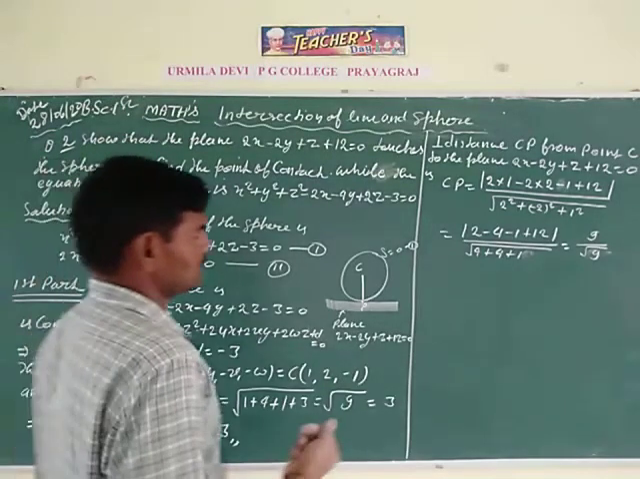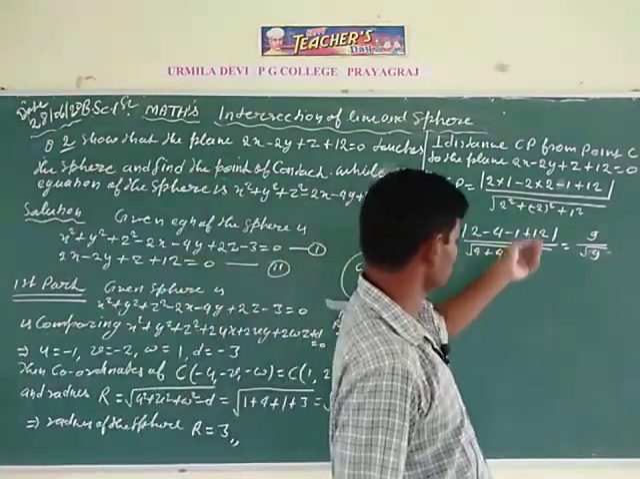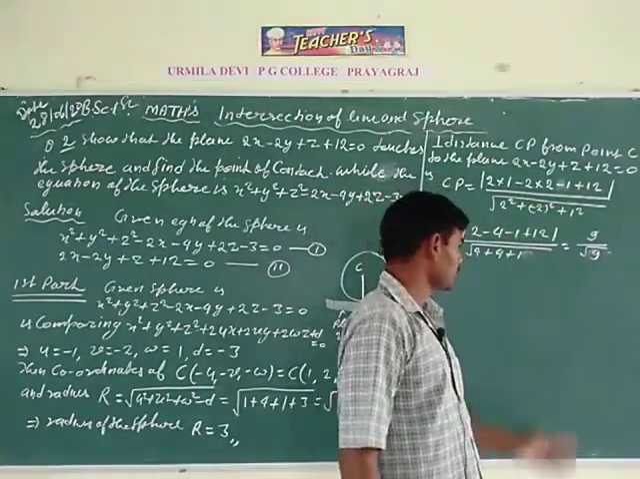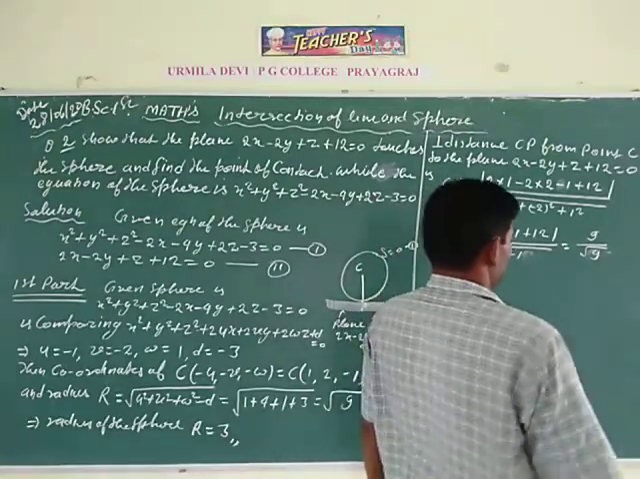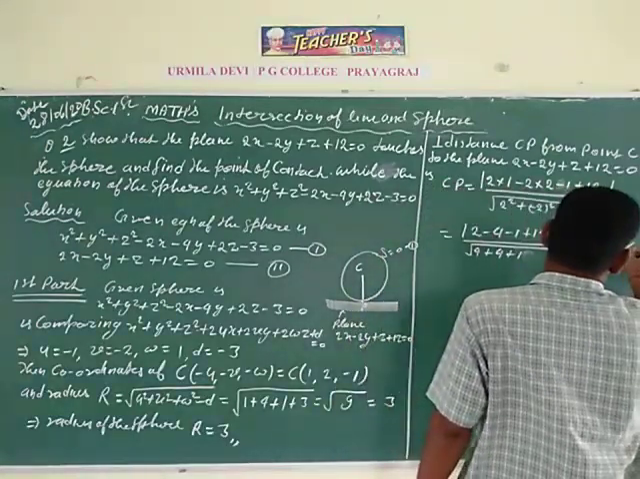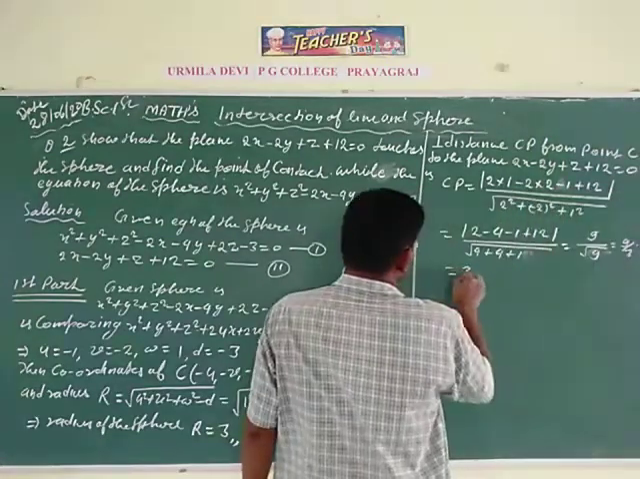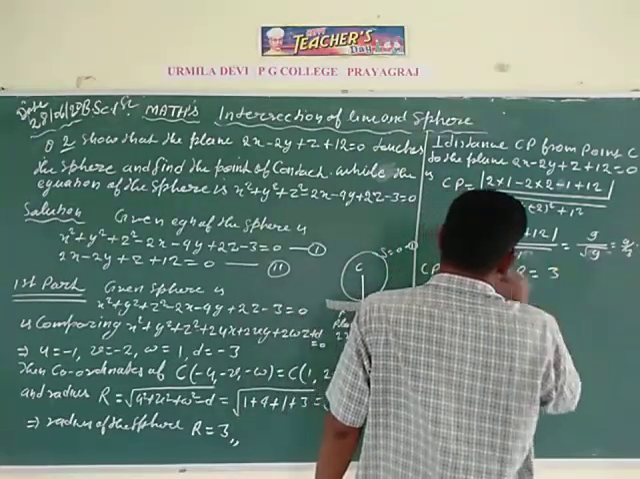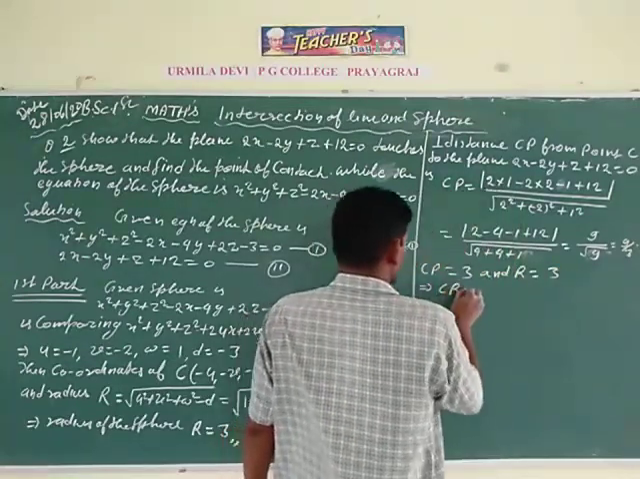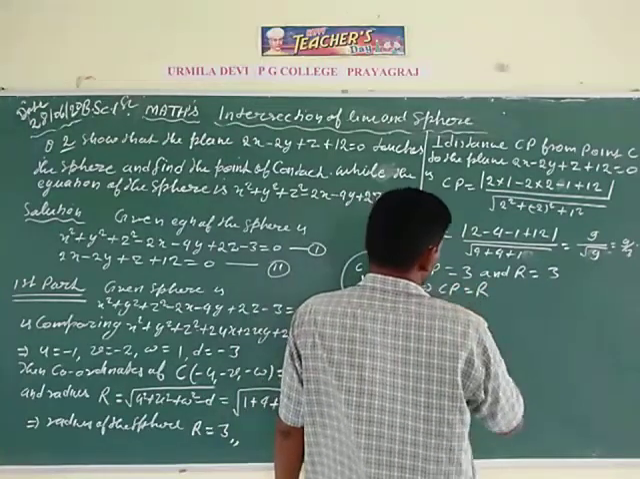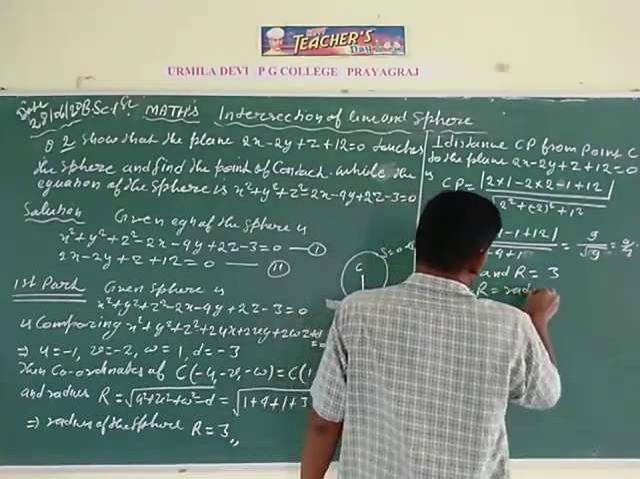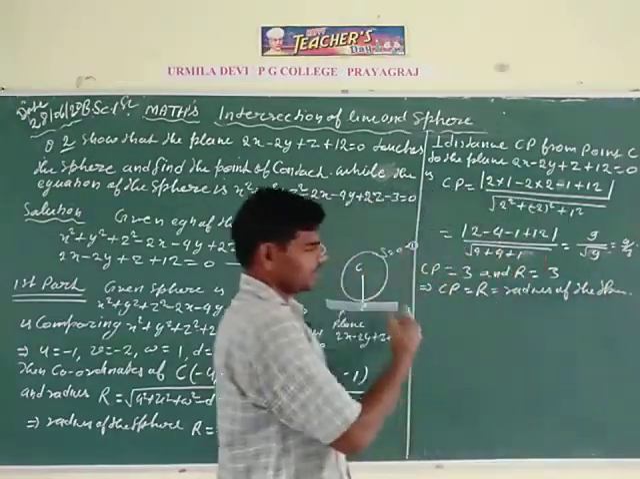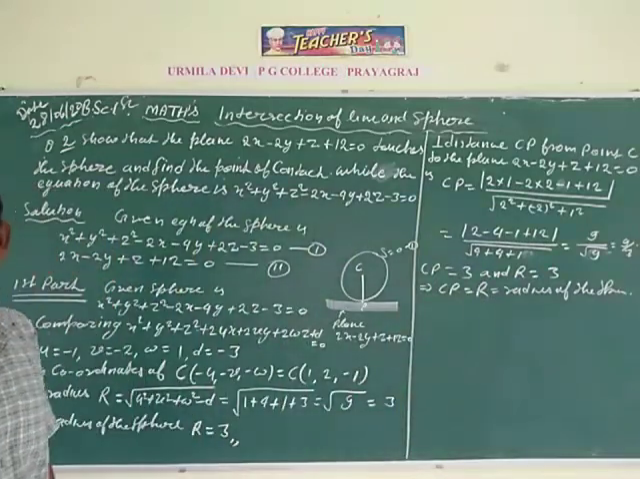The coefficient of x is equal to 2, whole square 4, the coefficient of y is equal to minus 2, whole square 4, and the coefficient of z is equal to 1, so whole square 1. After simplification it is equal to under root 9, and is equal to 3. So Cp is equal to 3 and radius r is equal to 3. It is implied that Cp is equal to the radius of the sphere. This shows that the given sphere touches the given plane.